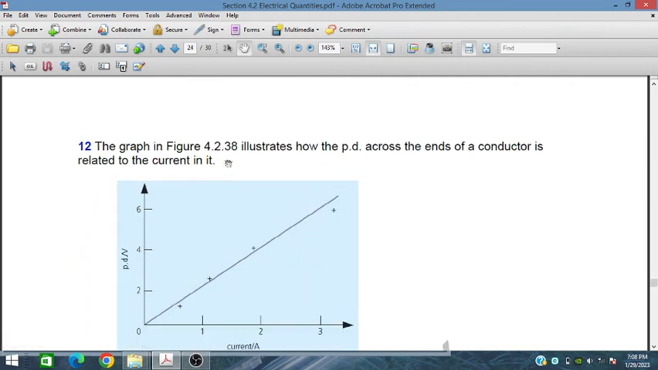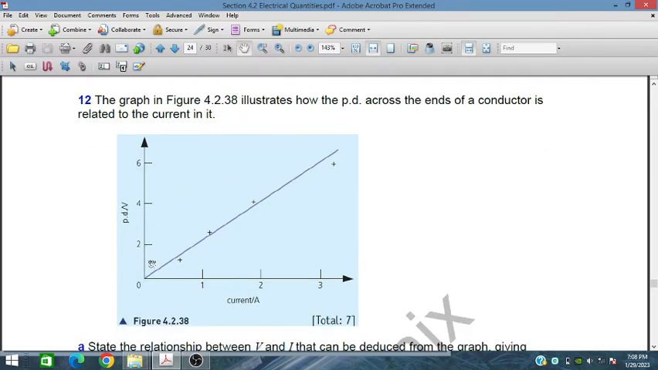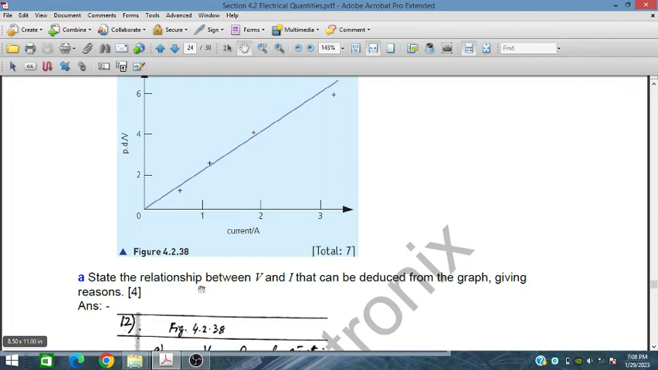The graph of figure 4.37 illustrates how the potential difference across the ends of a conductor is related to the current in it. So this is potential difference and this is current. State the relationship between voltage and current that can be deduced from the graph, giving the reason.